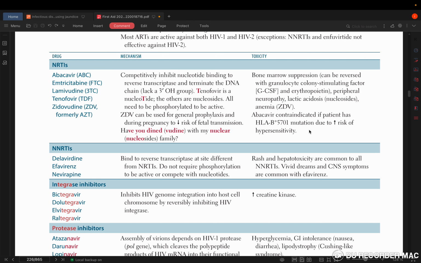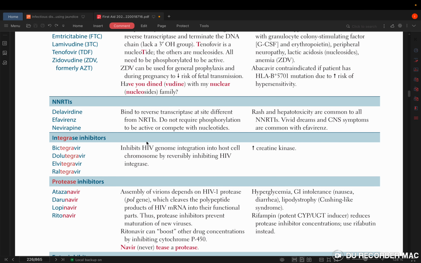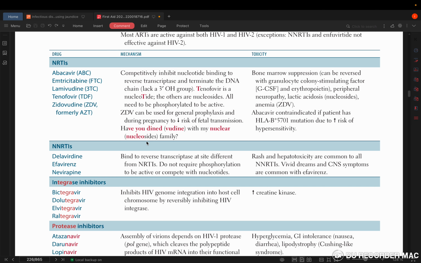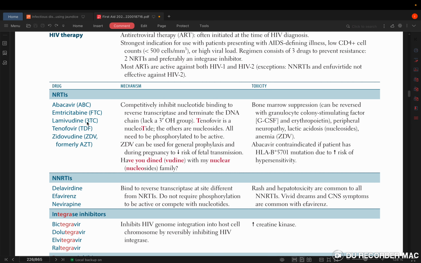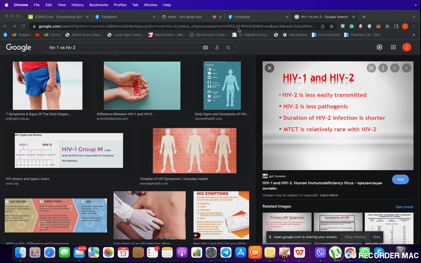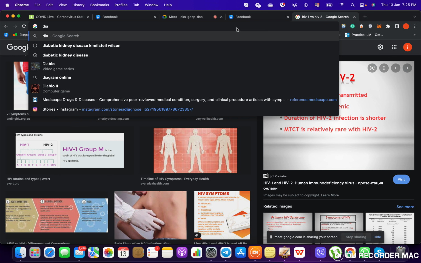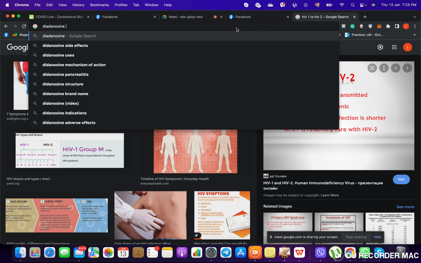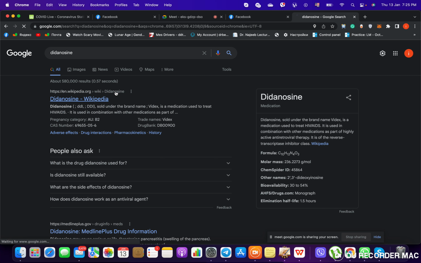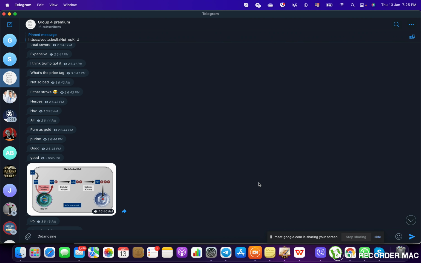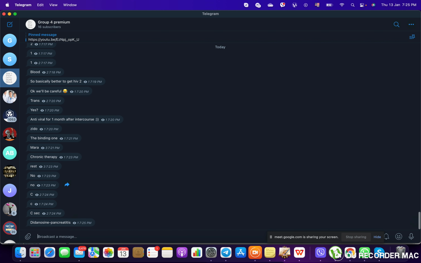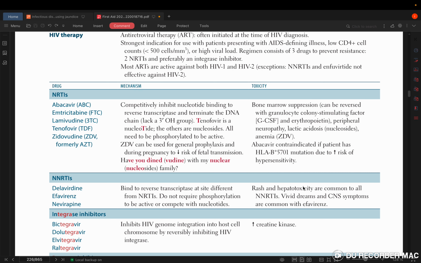So also we have, I cannot find this drug, but it's an antiretroviral drug. I need to show it to you because you must know about this drug. Why should you know about it? Because it's the only one that can lead to pancreatitis, okay? Acute pancreatitis. Write it down, please.